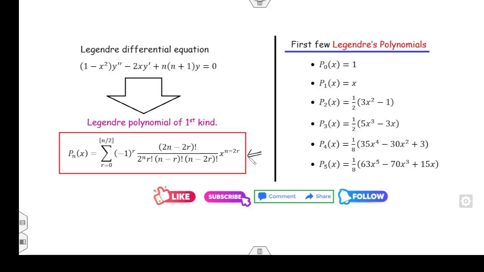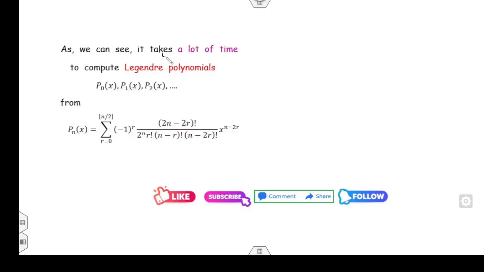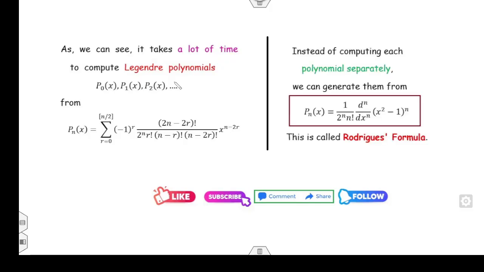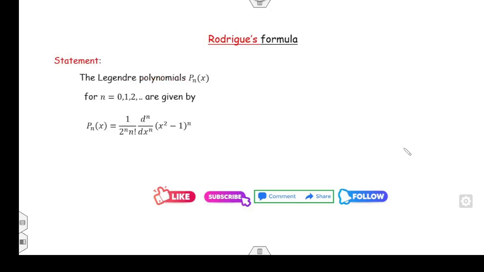However, when you try to solve for larger n, you can see there is a need for a lot of calculations. In order to overcome these limitations, or to make our calculation easier, we will try to generate the Legendre polynomials Pn(x) from equation number 1, which is quite easy to compute rather than using the previous formula, and that equation number 1 is called the Rodrigues formula. The proof is very simple. I can complete the proof in just 4-5 lines.